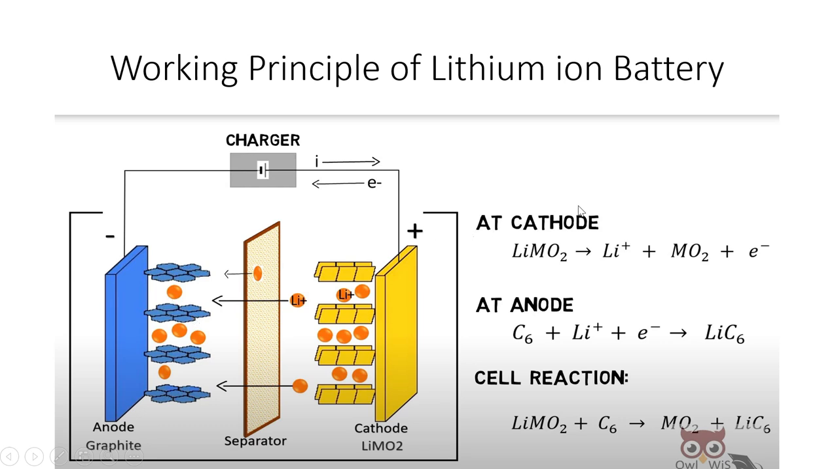Here, at cathode, the lithium metal oxide reduces to lithium plus ion and metal oxide, and at anode, the carbon reacts with lithium ion to form the lithiated carbon. The overall cell reaction is lithium metal oxide plus carbon gives metal oxide plus lithiated carbon.